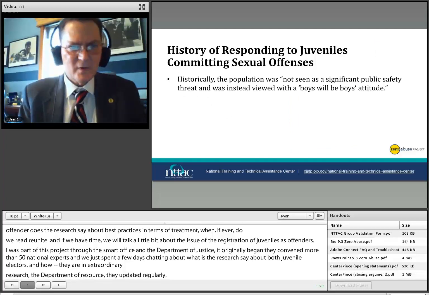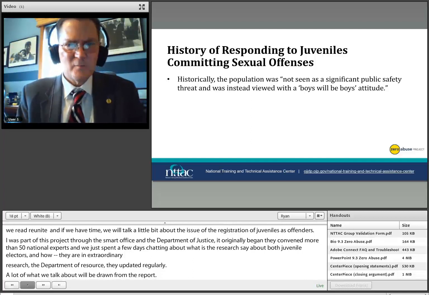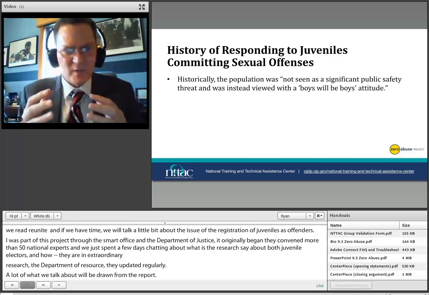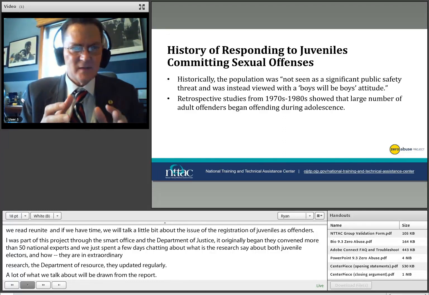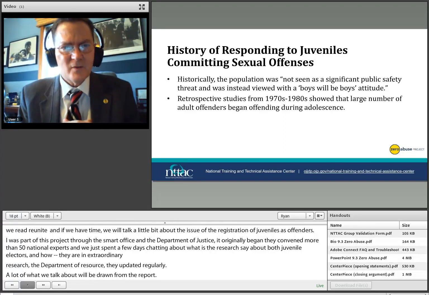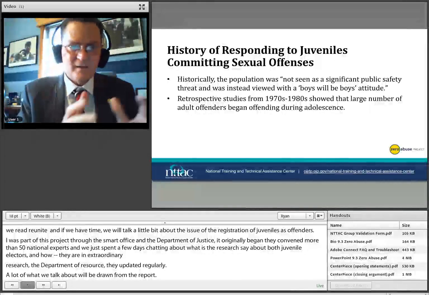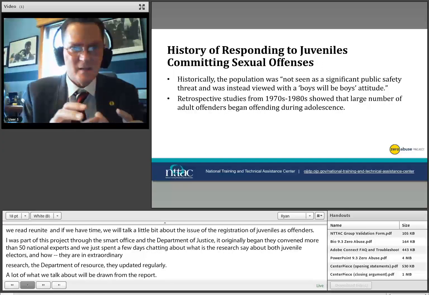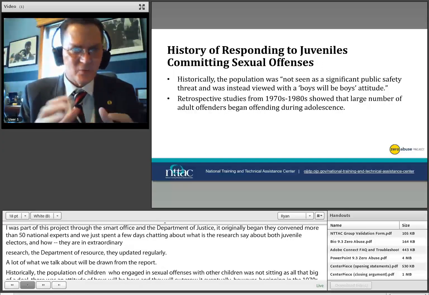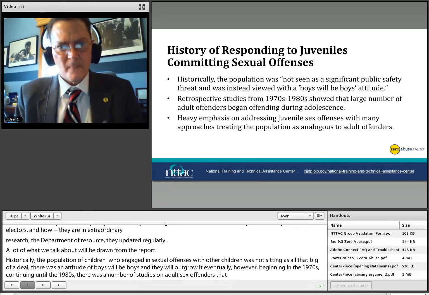Historically, the population of children who engaged in sexual offenses with other children wasn't seen as all that big a deal. There was an attitude of boys will be boys and they'll outgrow it eventually. However, beginning in the 1970s, continuing until the 1980s, a number of studies on adult sex offenders discovered they began to act out in sexually inappropriate ways as juveniles. And so there was this thought, gosh, they are in essence many pedophiles, and so we need to nip this in the bud when they are still children.